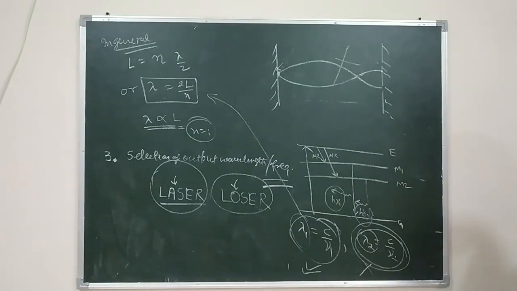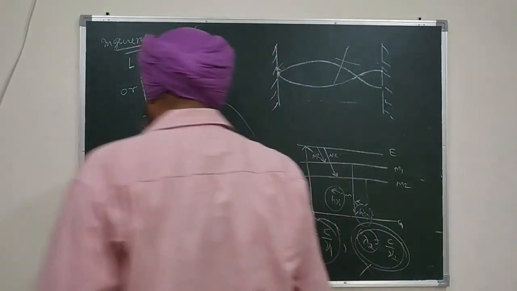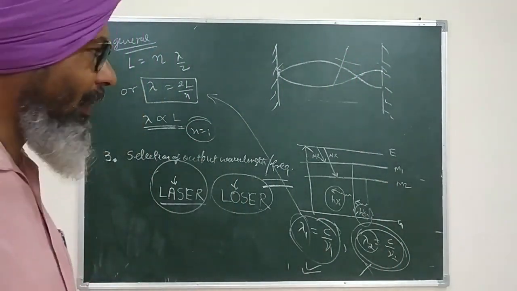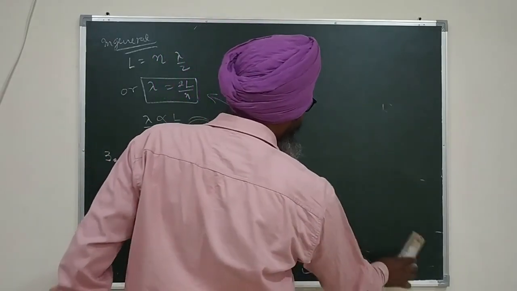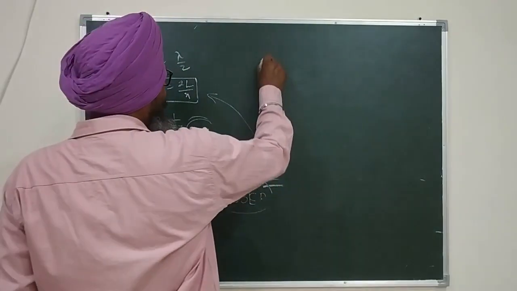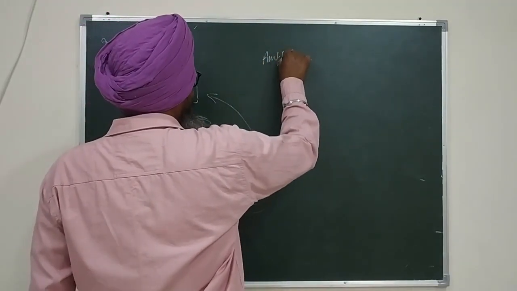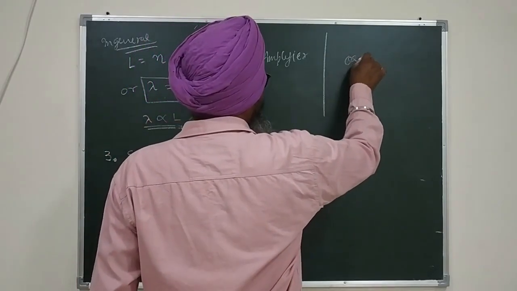Next is the difficult answer. What is the difficult answer? We remember that there are two devices in electronics which are very important for transistors. One of the devices is called an amplifier and the other device is called an oscillator.